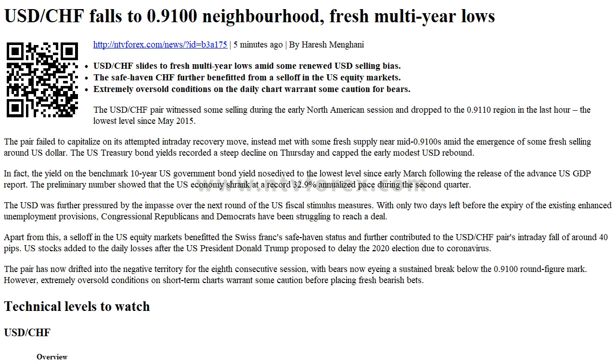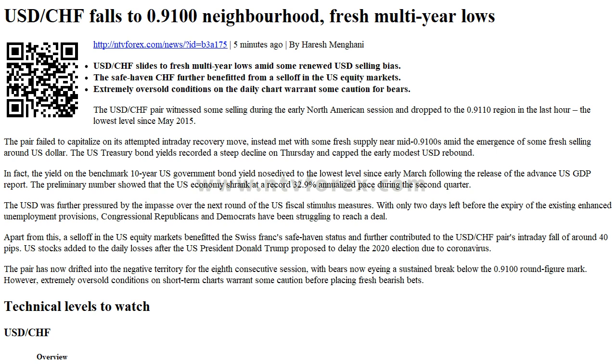Apart from this, a sell-off in the U.S. equity markets benefited the Swiss franc's safe haven status and further contributed to the USD CHF pair's intraday fall of around 40 pips. U.S. stocks added to the daily losses after U.S. President Donald Trump proposed to delay the 2020 election due to coronavirus.